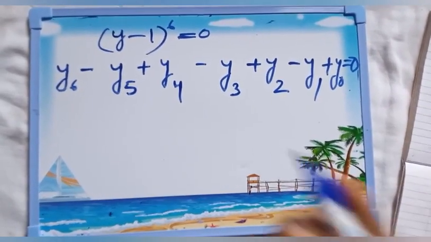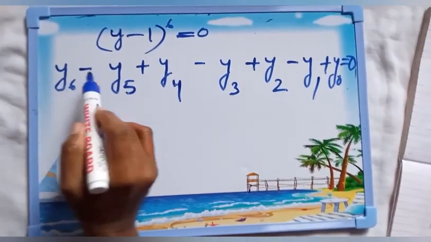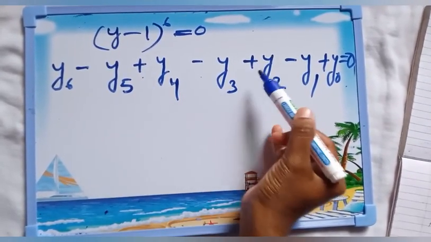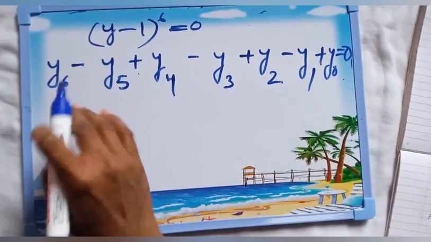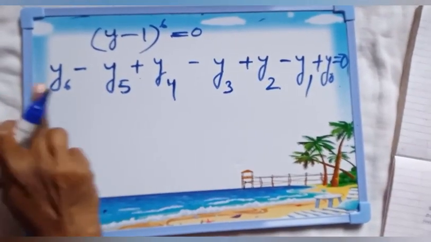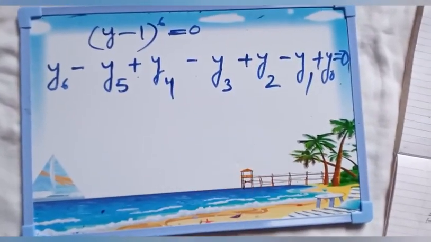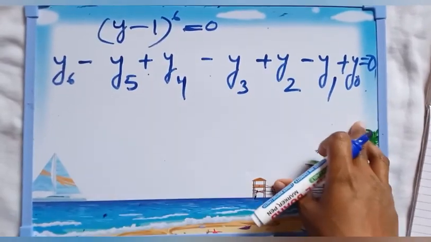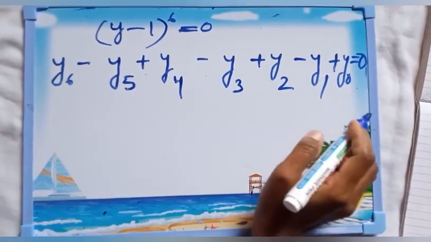The first value is plus, next minus, next plus, next minus, next plus, next minus, next plus. First one is plus, next minus, and we write them alternately. Now after this equation, we have to see how many terms are there.